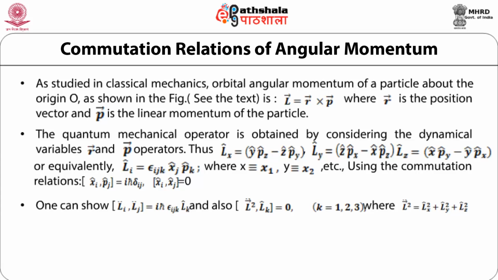equal to 0, where the index k takes the value 1, 2, 3, and where the square of the orbital angular momentum operator, operator L squared, is equal to operator L subscript x squared plus operator L subscript y squared plus operator L subscript z squared, where operator L x, operator L y, and operator L subscript z are the x, y, and z components of the orbital angular momentum operator.